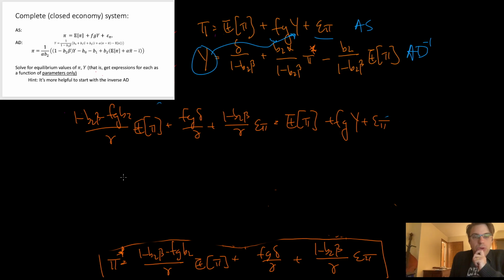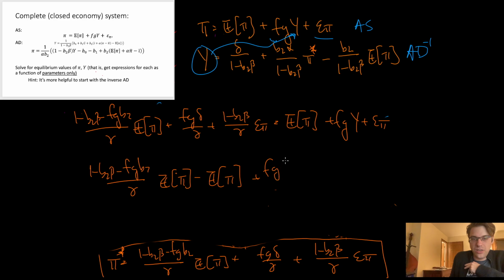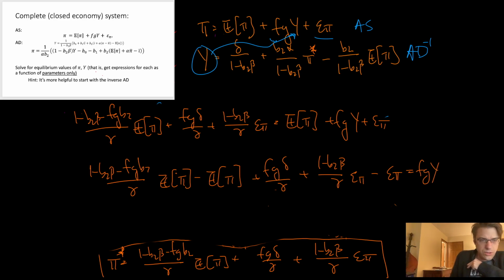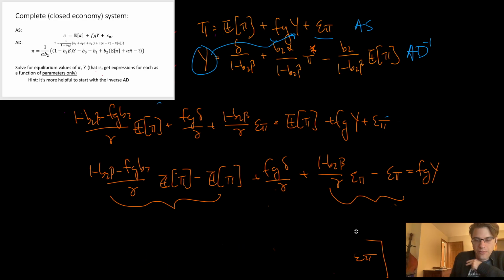So what I want to know is what is gamma minus... So, okay, what we'll get is 1 minus B2 beta minus FG B2 over gamma, epsilon pi, minus epsilon pi, plus FG delta over gamma, plus 1 minus B2 beta over gamma, expected pi minus expected pi, epsilon pi equals FGY. So we just need to combine this and combine this. And then we'd be done after we divide by FG.